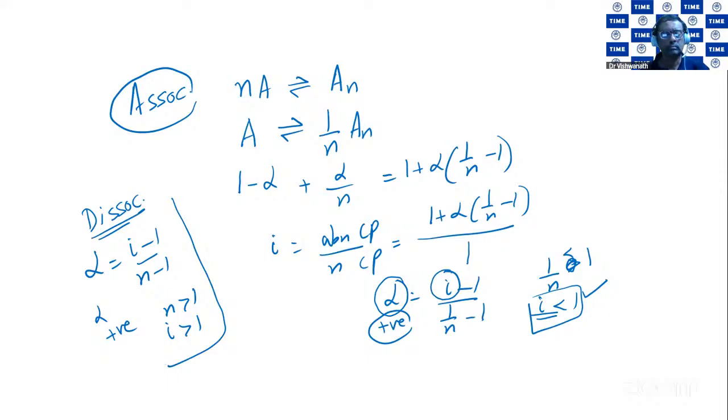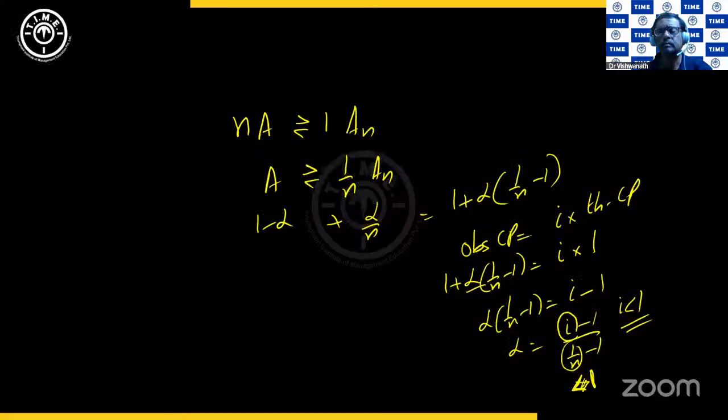Clear? So the summary of this we'll find here. This is what we wrote here: alpha equals (i minus 1) by (n minus 1), and i is less than 1 for association. Clear? So for example, here we have mentioned dimerization of acetic acid in benzene. Similarly, benzoic acid will also undergo dimerization.